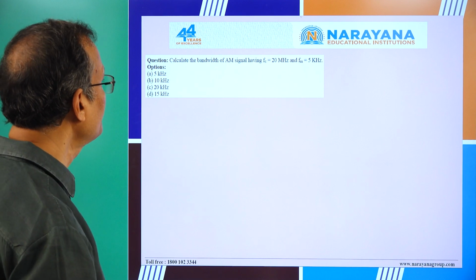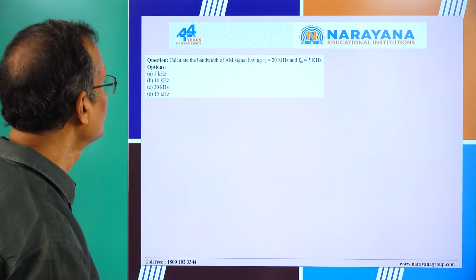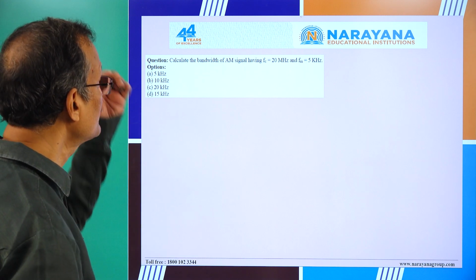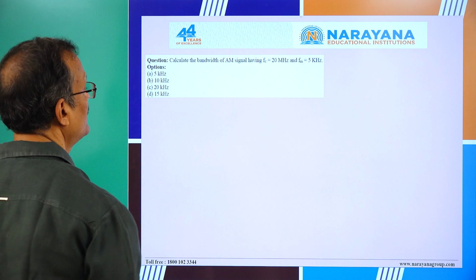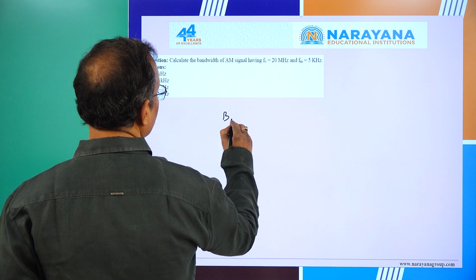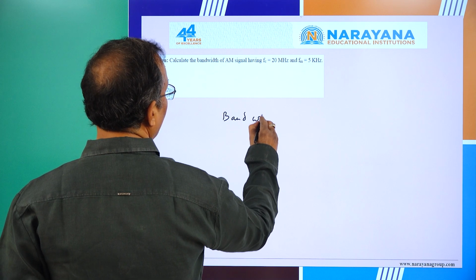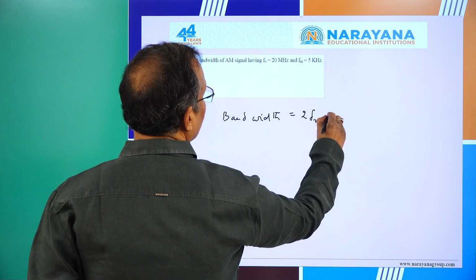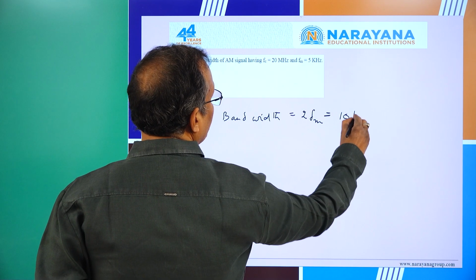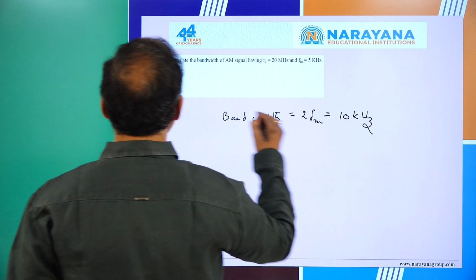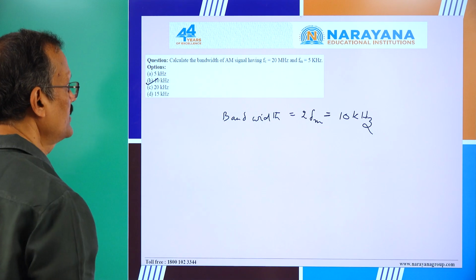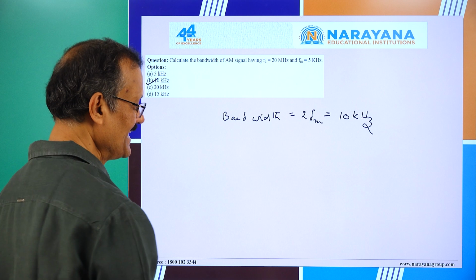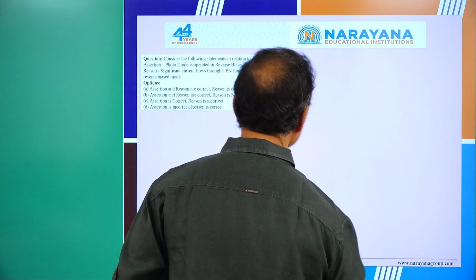They are asking you bandwidth. You see here, carrier frequency they have given is 20 megahertz and signal frequency they have given you is 5 kilohertz. You know that bandwidth is equal to 2 times the signal frequency. So 2 into 5, 10 kilohertz. The answer is directly 10 kilohertz. Simpler than this, what question to be getting? The straightforward question they are asking you.